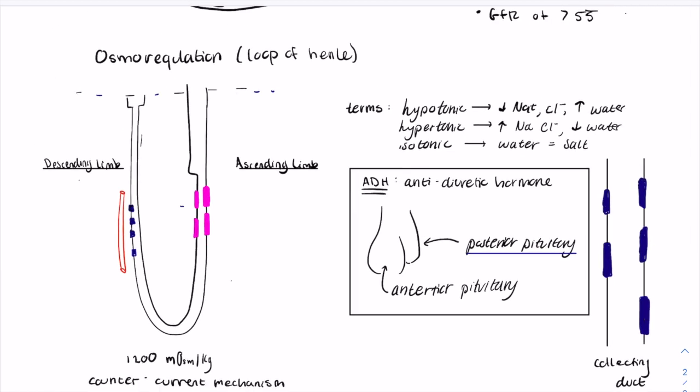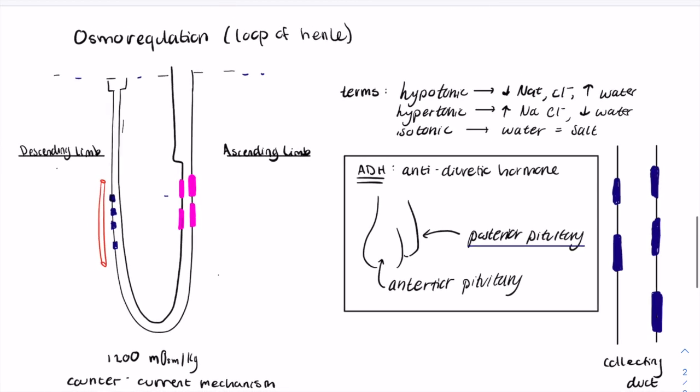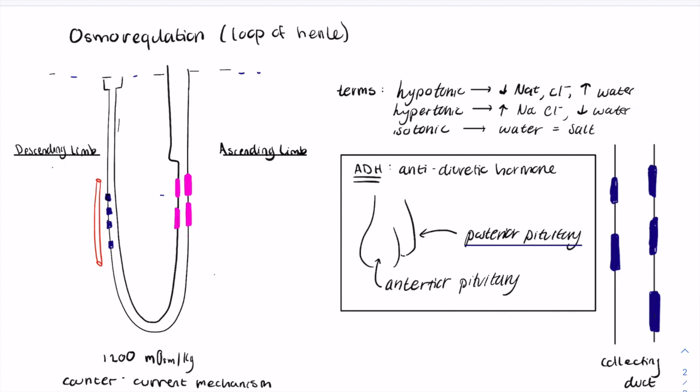So as the name suggests, it's just regulation or control of osmolarity. Okay, and this is all happening in the loop of Henle. So for some reference, this is the end of the proximal convoluted tubule. And on this side, this would be just beginning the distal convoluted tubule. Okay, and now we're in the medullary space.